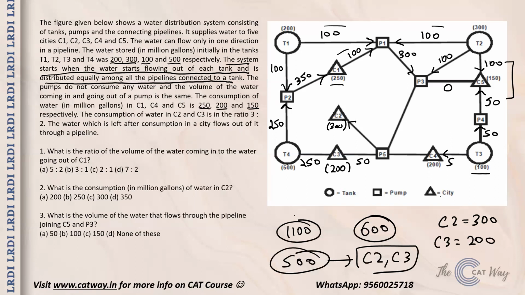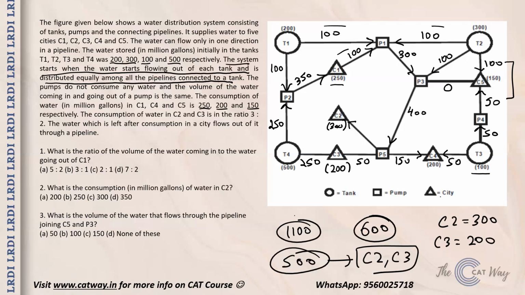Now P3 will have to give it somewhere, so the only option is P5. P3 will be giving 400 to P5, right? Now C4 has received water only from T3, and that is 50. That means the remaining quota will be completed by P5, and P5 is going to send 150 over there.